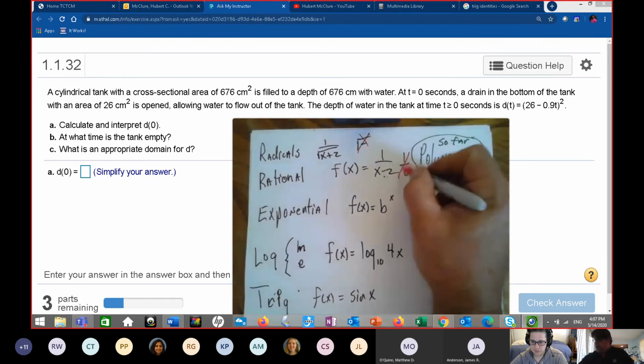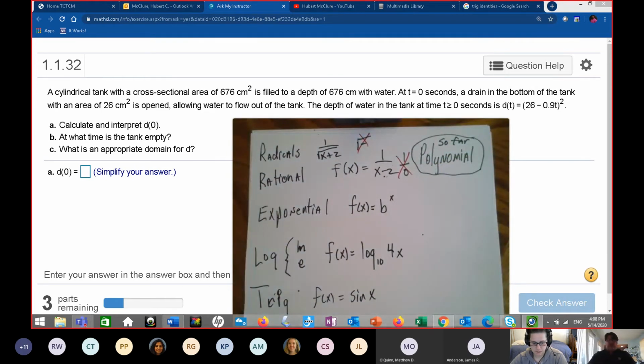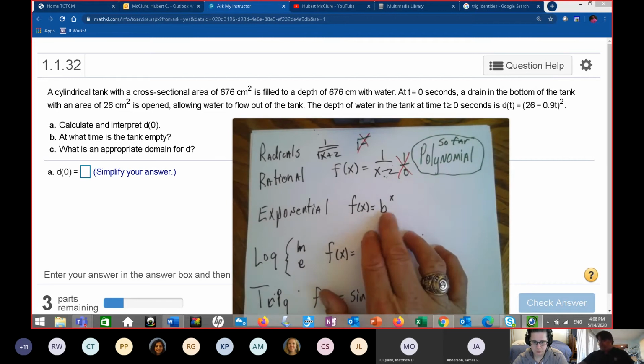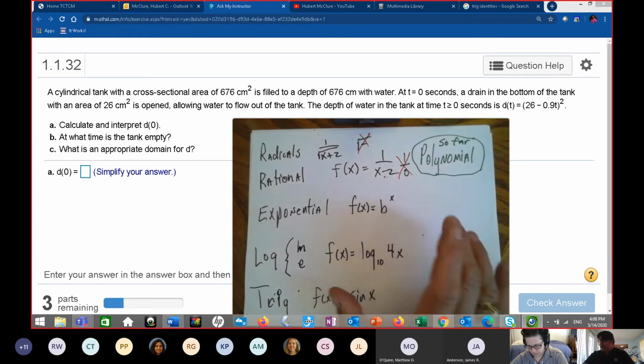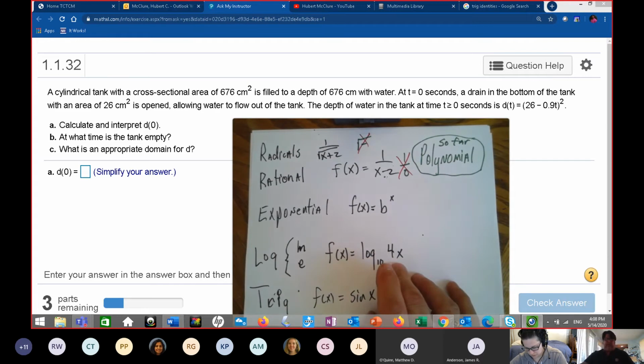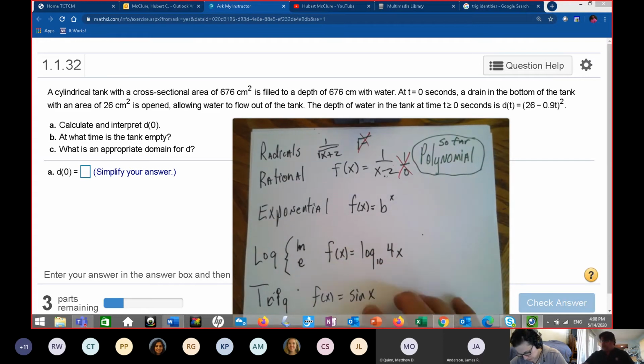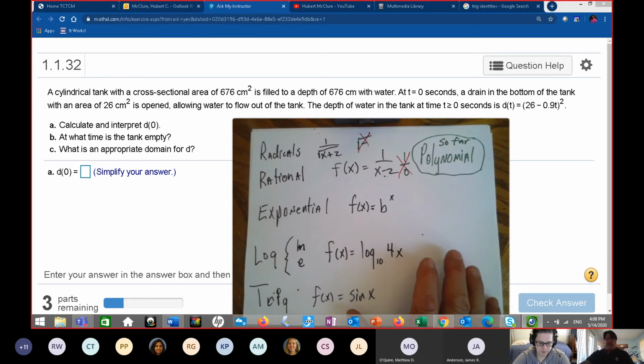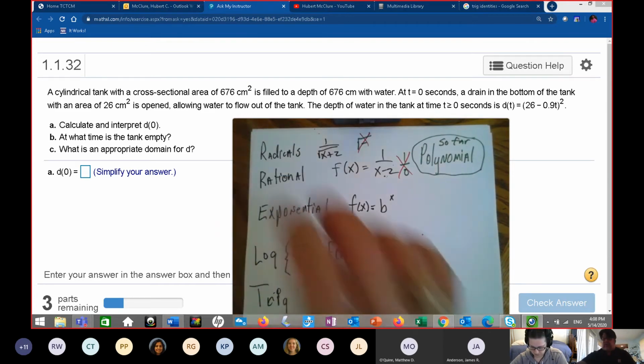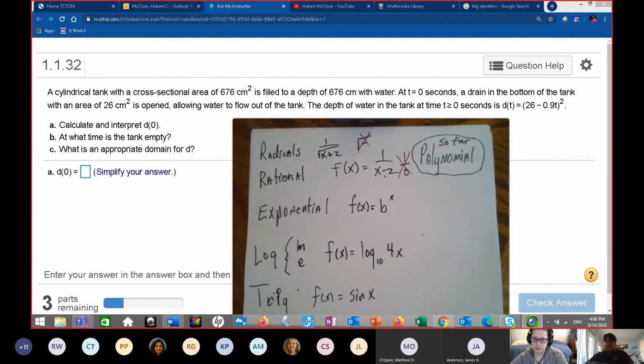You can't have 0 in the denominator. This one, basically, it goes on forever, but y cannot be negative, okay, because it's above the x-axis. So this one's okay. This one, you can't take the log of a negative number. And this is sine, but the domain is affected in some way, but most of the time it's all real numbers. I like to tell students that unless it's a log, a rational, or a radical, the domain is pretty much going to be self-explanatory.